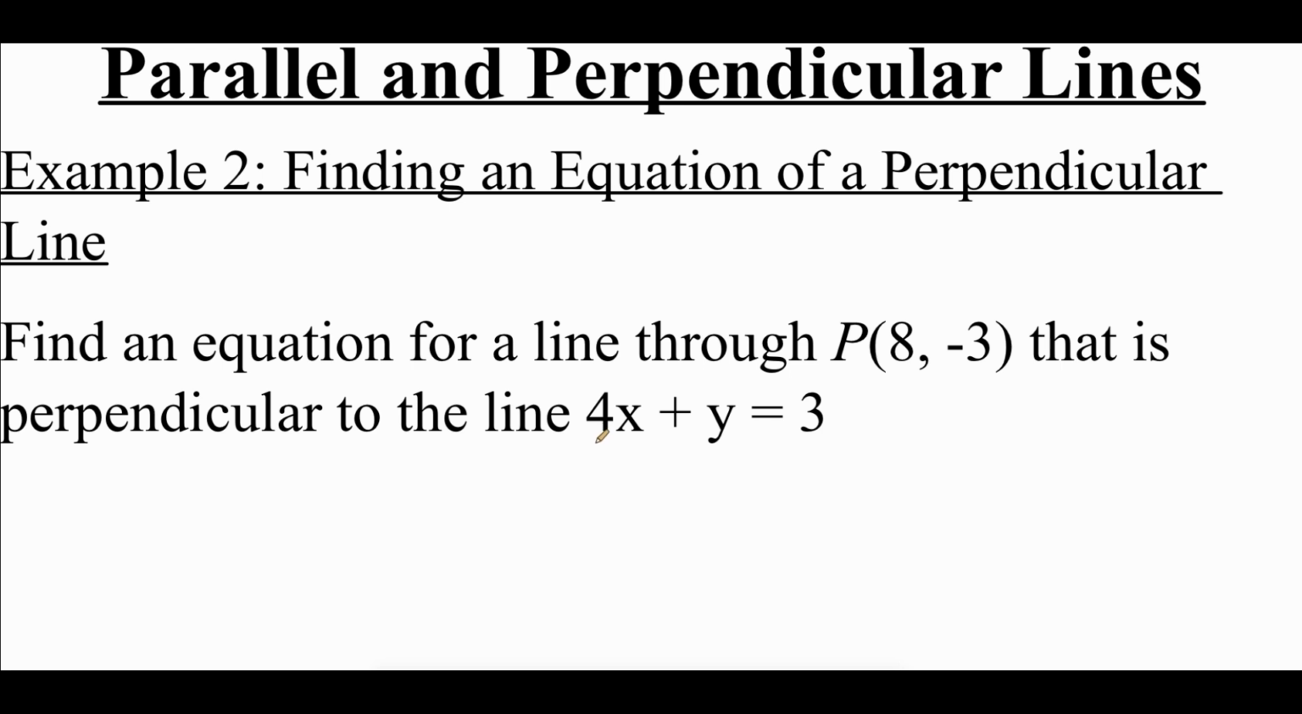So what I'm going to do is subtract the 4x over to the other side. So we're going to get the equation y equals -4x plus 3. Now as we look at this equation, it has a slope of -4.